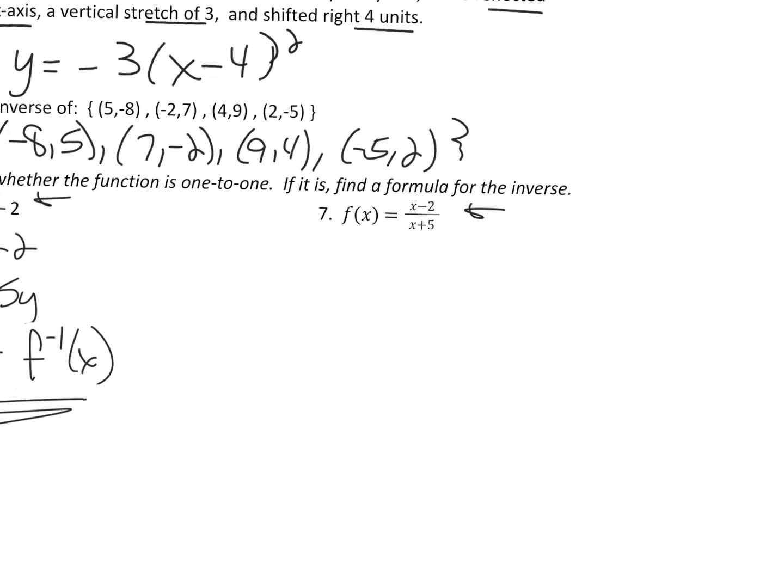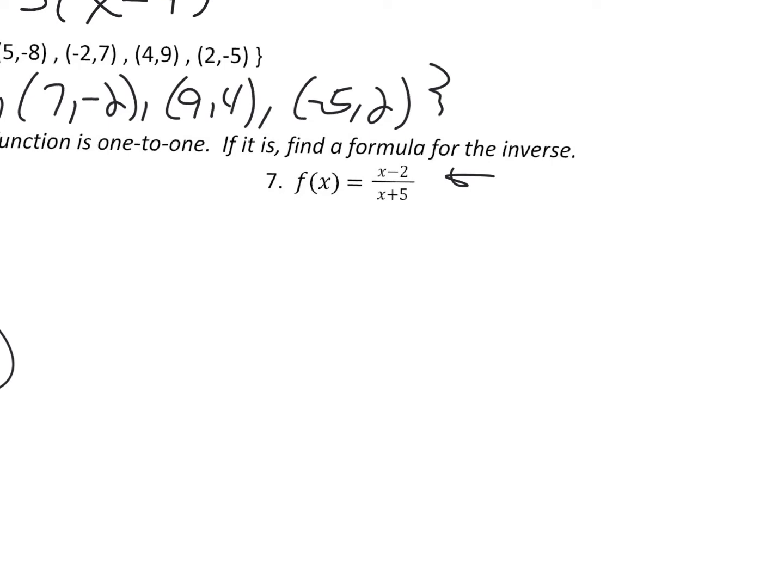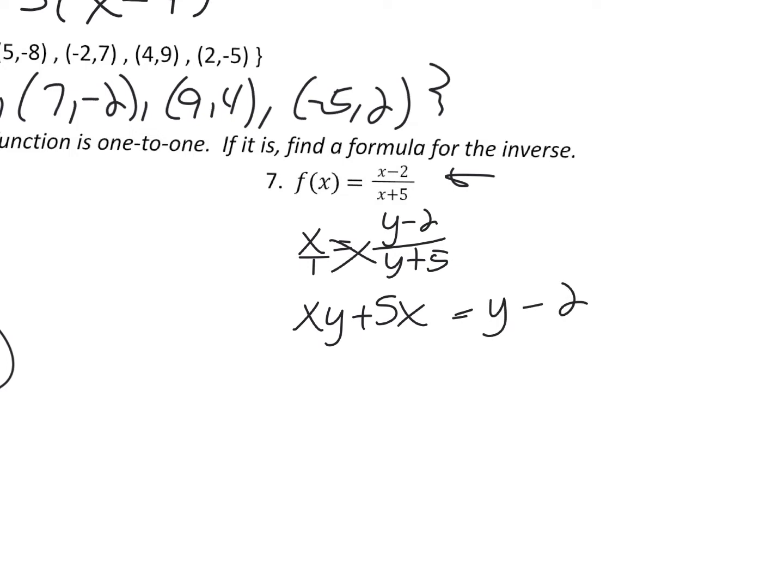Number 7, pretty good one, number 7. You got to be careful here because there's 2 x's. So when you switch the x and the y's, you're going to put the x over here. You're going to have a y there and a y here. Now watch what happens here. That's really like x over 1. So I'm going to cross multiply. I'm going this way, x times y and x times 5. And then I'm going to do 1 times that, 1 times y, 1 times 2.